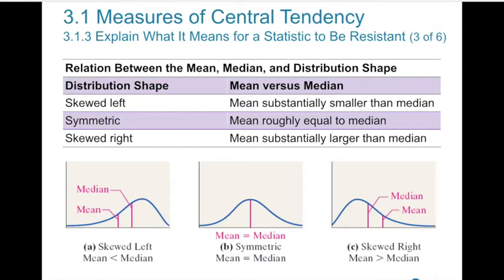Now, if we have information that's skewed to the left, look at graph A. If we have information that's skewed to the left, that means that my mean is being affected by all of those much smaller values to the left. So notice how the mean is smaller than the median. The median's closer to the top of that hill.